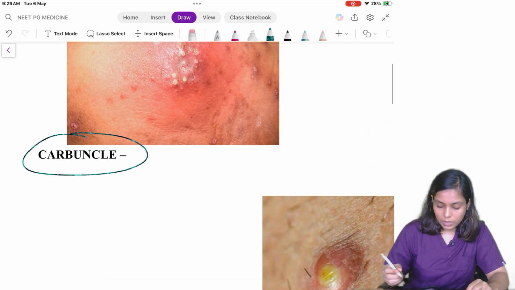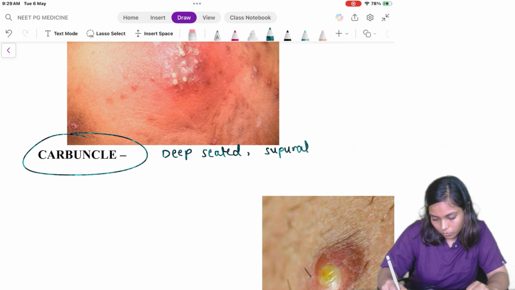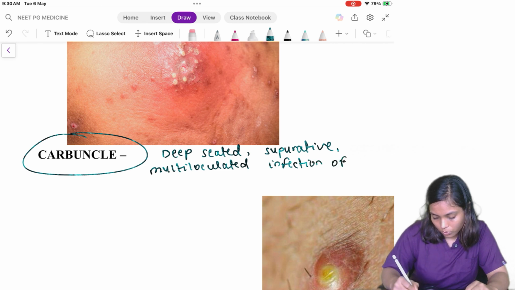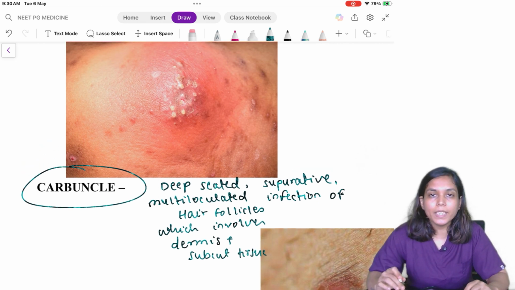First thing, what is carbuncle? It is a deep seated, suppurative, multiloculated infection of hair follicles which involves dermis plus subcutaneous tissue. Okay, so let's break down this definition.